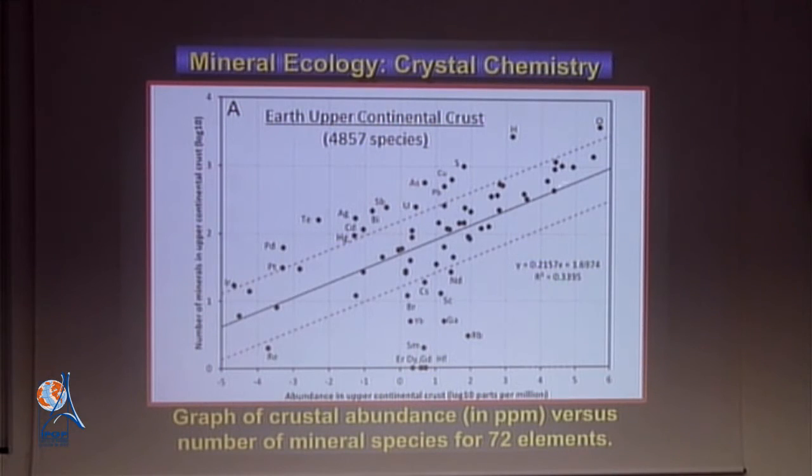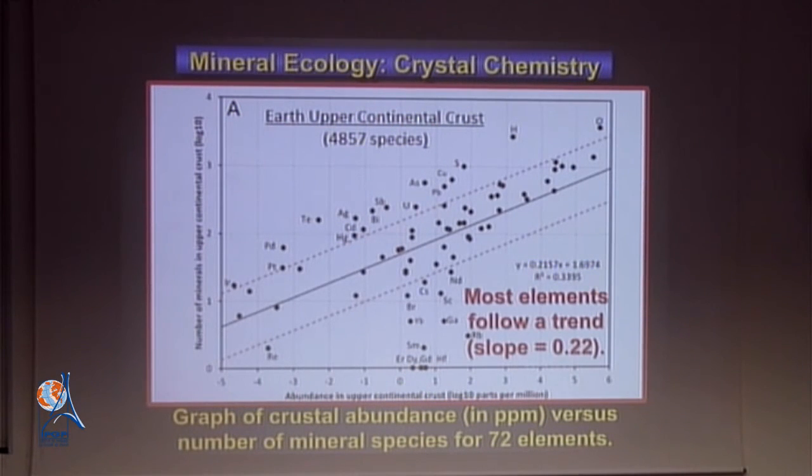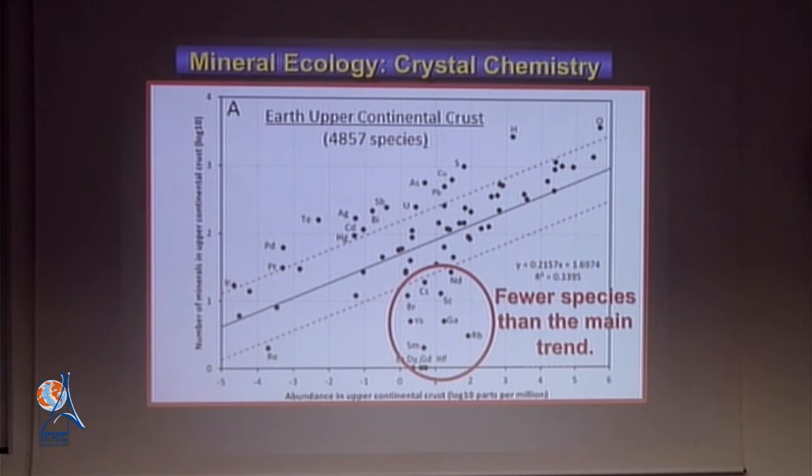The vertical scale is a log scale of the abundance of minerals, how many different mineral species one finds. And so there is a general trend here, just a general trend that as you increase the crustal abundance, you increase the number of mineral species. But you'll also notice there are many outliers. Most of the elements follow this trend, but there are quite a few elements that are way below the trend.